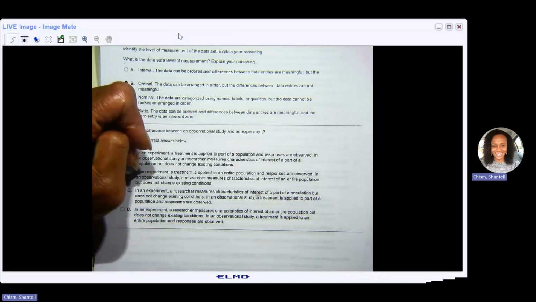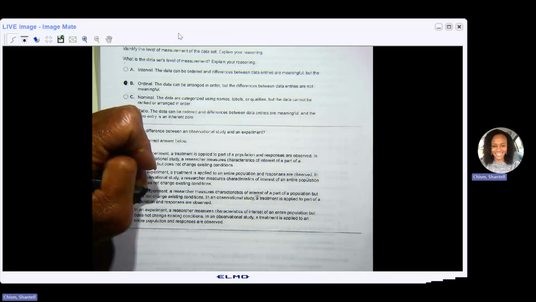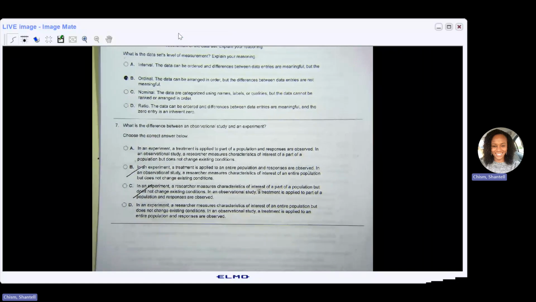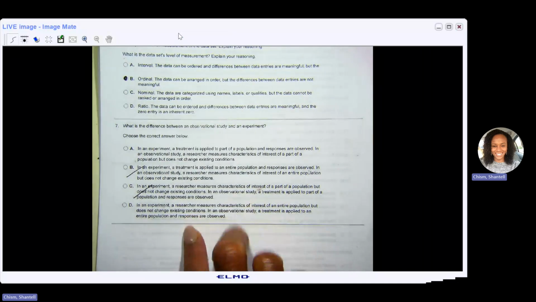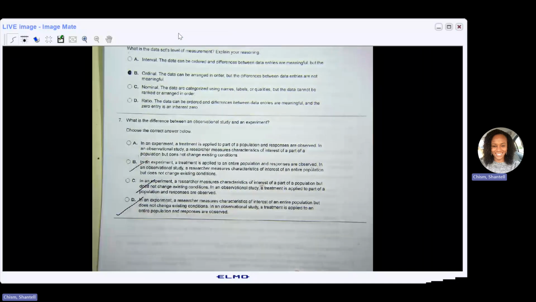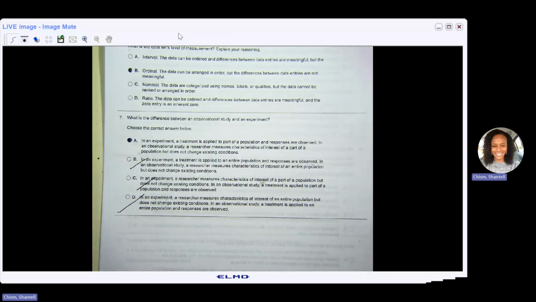So it's not B. C: in an experiment, a researcher measures characteristics but does not change existing conditions. Nope. In an experiment, a treatment is applied, so you are changing existing conditions. So it can't be C. D: in an experiment, a researcher measures characteristics of interest of an entire population but does not change. Again, that's not right. It cannot be D. That does not describe an experiment. So the answer is definitely A. Okay.